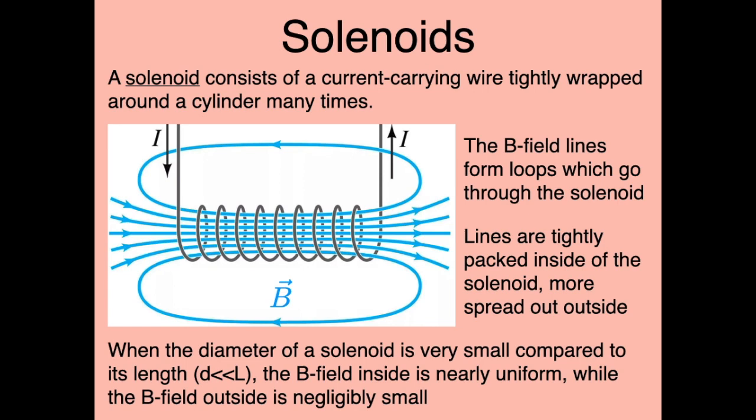So that's what we'll be really considering, this sort of ideal solenoid that's infinitely long. The magnetic field inside is nice and uniform. The magnetic field outside is going to zero. That's what we're dealing with in the solenoid.